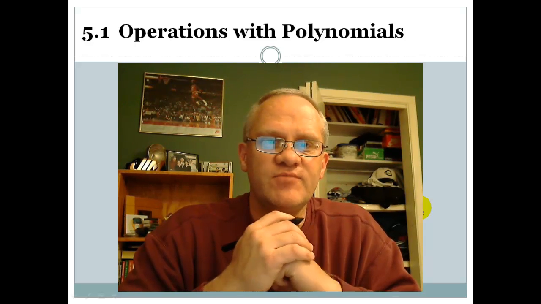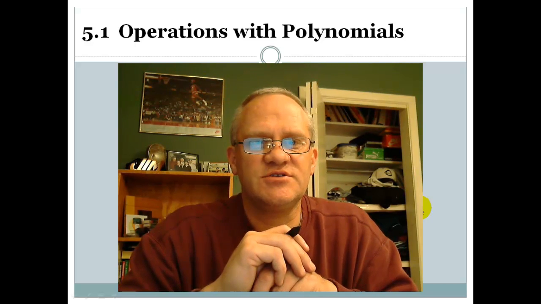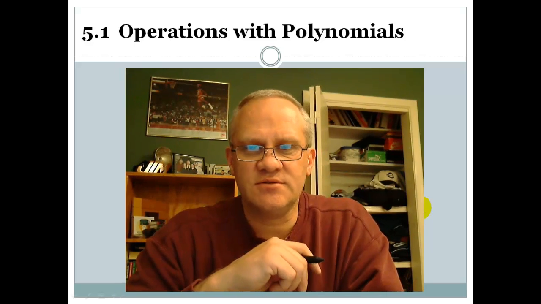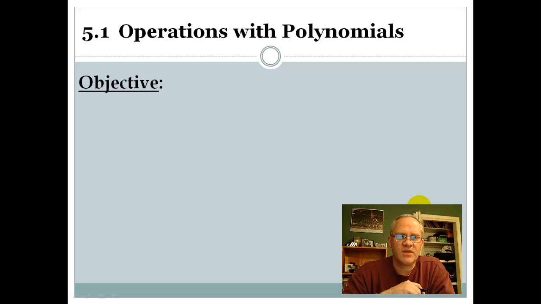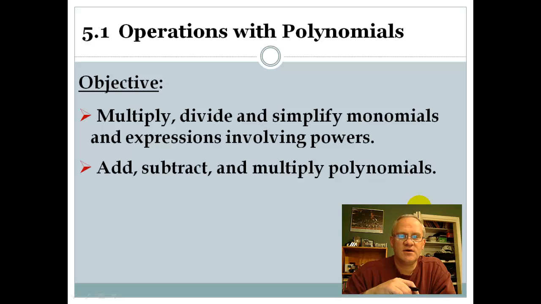We're in Chapter 5, Section 1. We're going to talk about operations with polynomials. The good news here is that most of this I think you've probably done in one form or another before, so at least it won't be too difficult to get started. So that's something to look forward to. All right, let's go ahead and just get going here and see what we can do. Our objective for today, first of all, is to multiply, divide, and simplify monomials and expressions involving powers. Again, we've done some of this stuff before. And add or subtract and multiply polynomials. We should have done that before too. So hopefully nothing totally new here.